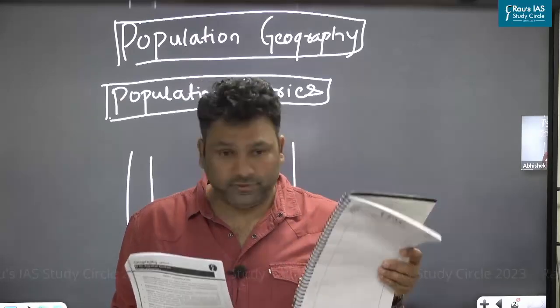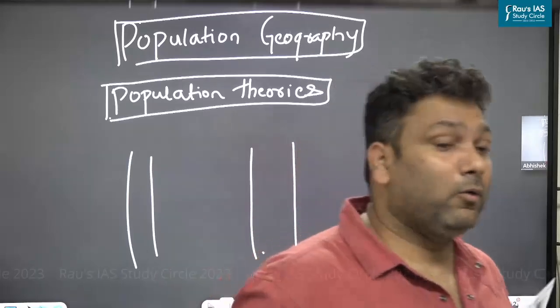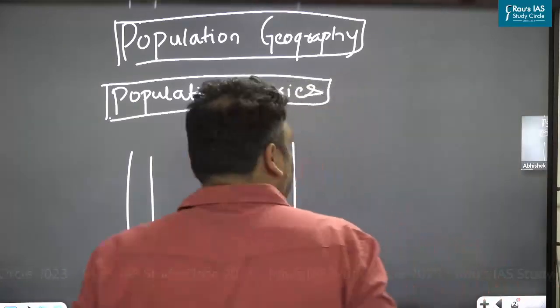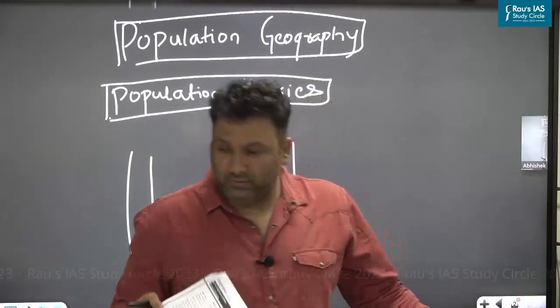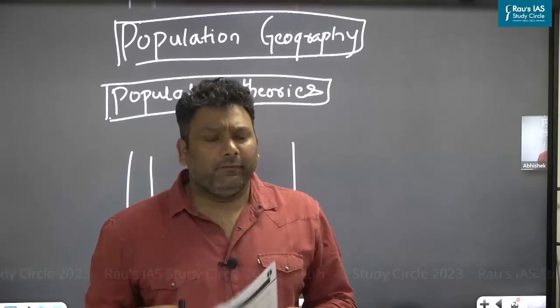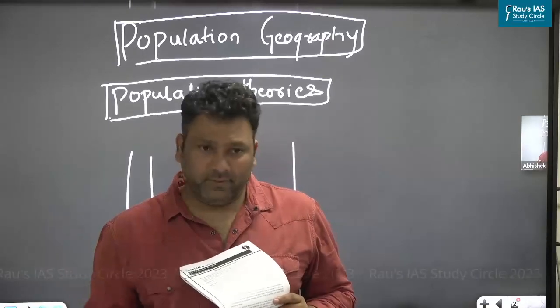If you're writing on A4 sheets, then please draw margins on both sides. Don't write in ruled copies at all. I'll say, bring A4, bring loose sheets. See, for GS it was still okay, but for this optional, please write on loose A4 sheets. And after you finish every topic, the new topic should start on a fresh page.